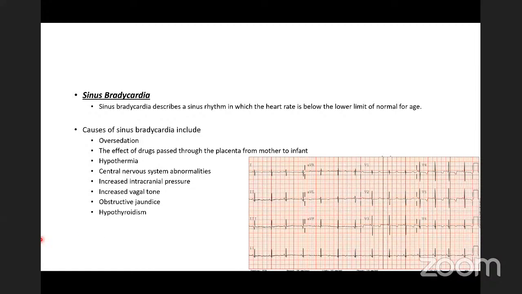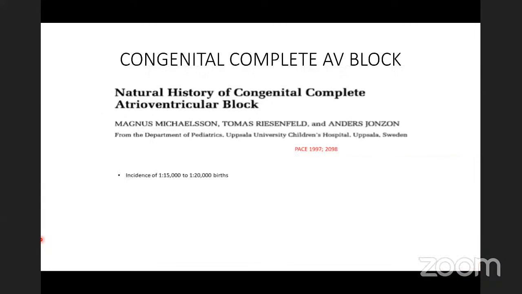And what are the causes of sinus bradycardia? It is usually over-sedation in the NICU. There could be effects of drugs that are being given to the mother. It could be hypothermia, central nervous system abnormalities. We know increased intracranial pressure can be associated with sinus bradycardia, as well as increased vagal tone, hypothyroidism, and obstructive jaundice. So whenever you see a sinus bradycardia, you should look for these causes.